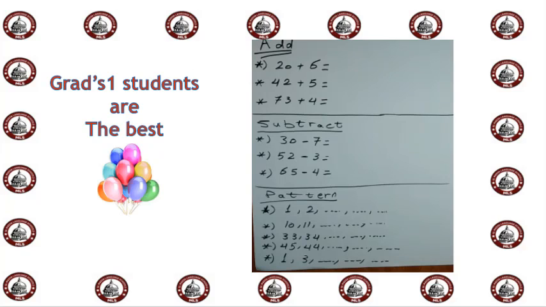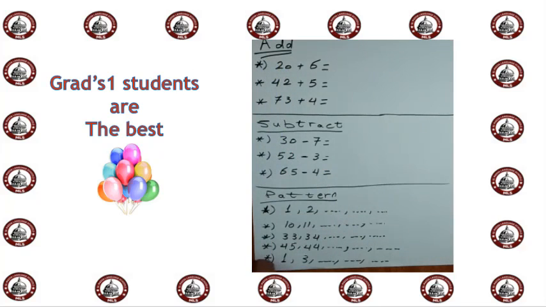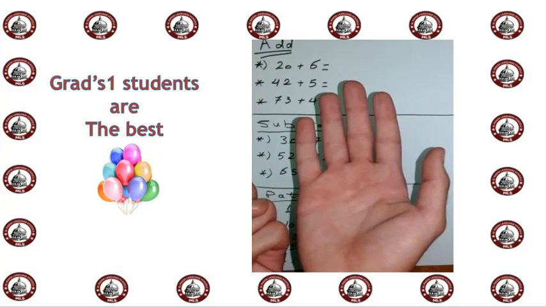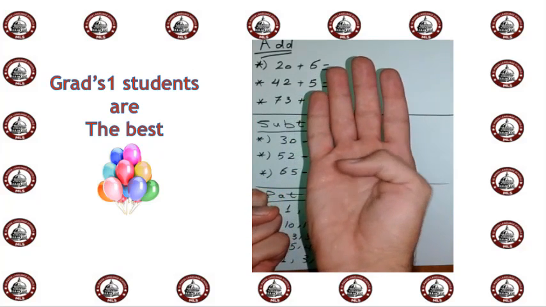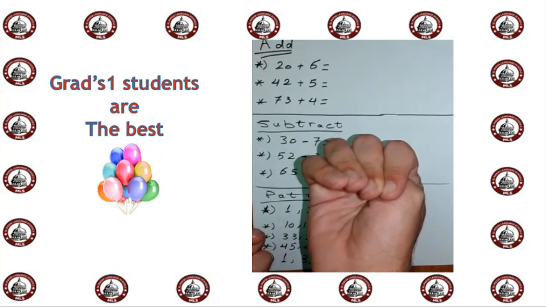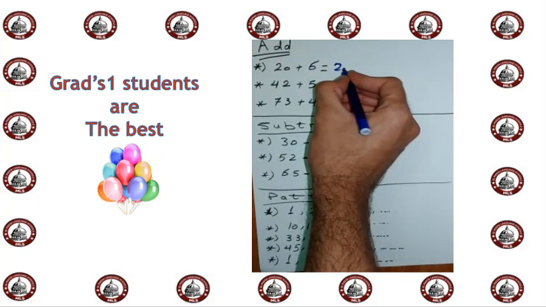First, add. The first example, 20 plus 6. What will I do? Where is the big number? 20. And where is the small number? 6. Put 20 in my mind and 6 on my finger. After 20: 21, 22, 23, 24, 25, 26. Then the result equals 26.